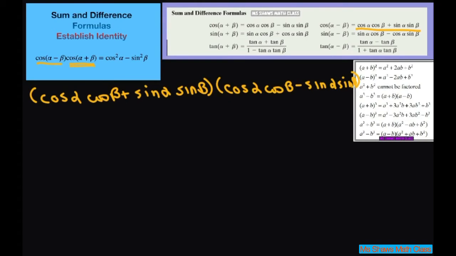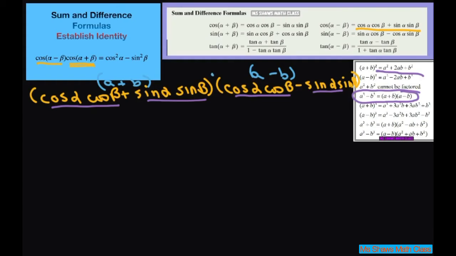These two are the same, and these two are the same. So it has this form here. Or, no, not that one. Where is it? Right here. It has this difference of squares. So basically I have a plus b times a minus b, and that equals a squared minus b squared. So that's all I'm going to do for the second line.